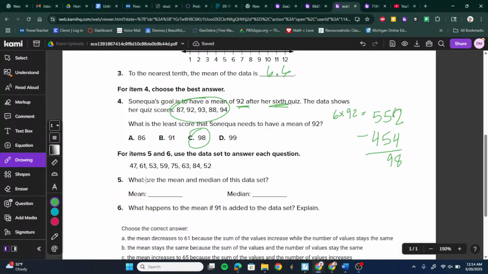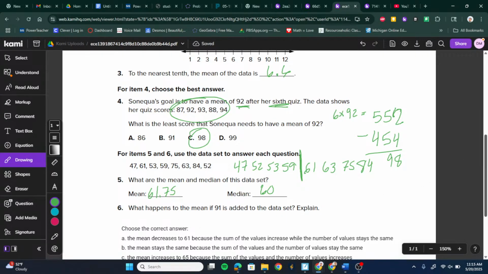And adding all these numbers up and dividing by the number of numbers, you should have gotten 61.75. And the median of these numbers, which are not in order, falls between 59 and 61, which makes it 60. Also, 47, 52, 53, 59, 61, 63, 75, 84. That puts it right here. The number between 59 and 61 is 60.